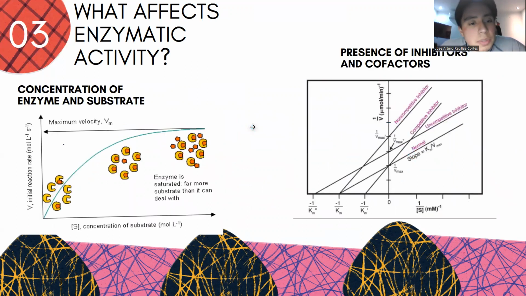Concentration of enzyme and substrate. Enzymes can be saturated with far more substrate than they can handle. Presence of inhibitors and cofactors. Inhibitors essentially prevent the enzyme from acting correctly, and cofactors activate said enzymes.